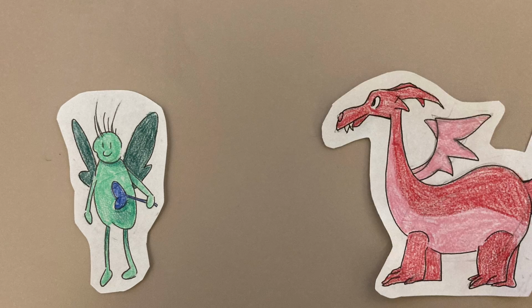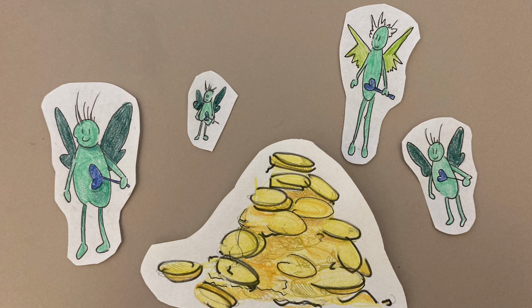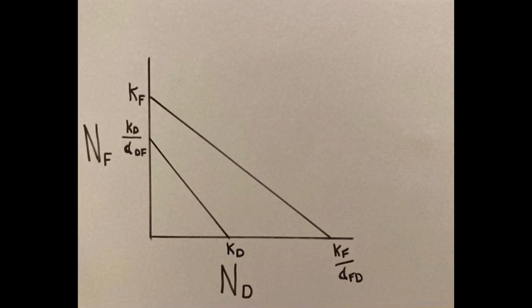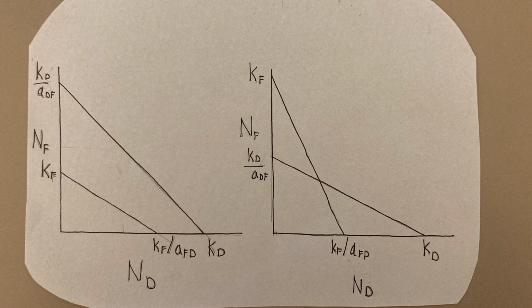In this scenario, the species of fairy will competitively exclude or outcompete the species of dragon, with the fairy being the winner. It's important to note that this is just one scenario of competitive exclusion. We looked at a phase plane that looks like this, but depending on the carrying capacity, the phase plane can look like this, or this, or this, with completely different outcomes.